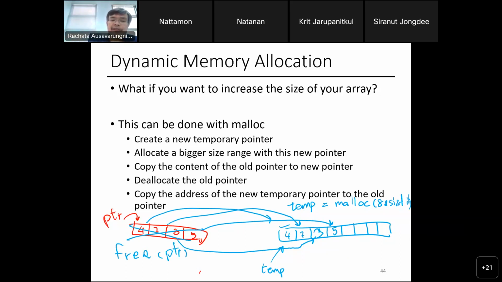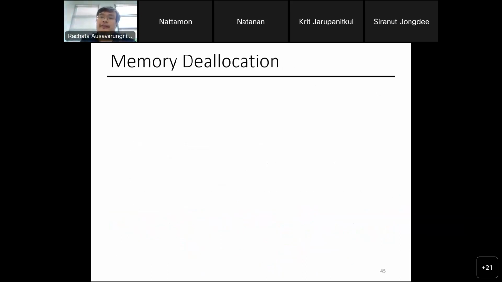I clear up this space, and then make sure now pointer, what you can do is then do pointer equals temp, which forces pointer to point to this guy. And now you're done. Okay, now you're done. And again, because we have the command called free, this is called memory deallocation.